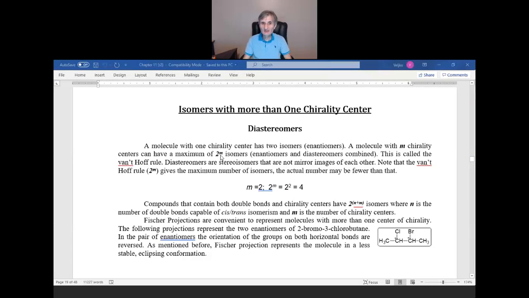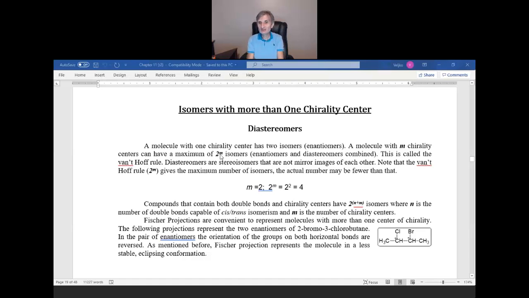And if you think you have seen this before, you have, because it's the same Van 't Hoff rule for the number of double bonds. Each double bond could be responsible for an E, Z, or cis-trans pair of isomers. And so the rule was 2 to the power of n. And here I'm using m just to be different from n, and you'll see we need different letters in a minute. So it's 2 to the power of m, but it's the same formula.